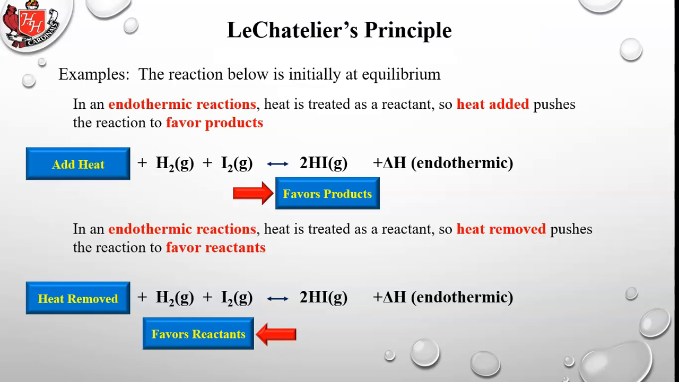So think about that one again. This reaction, if it's endothermic, naturally wants to take in heat. It's a positive delta H. But now you're removing heat. You're doing what it doesn't like. You're taking away one of the things that causes it to move from left to right. Therefore, it's going to move in the other direction from right to left.